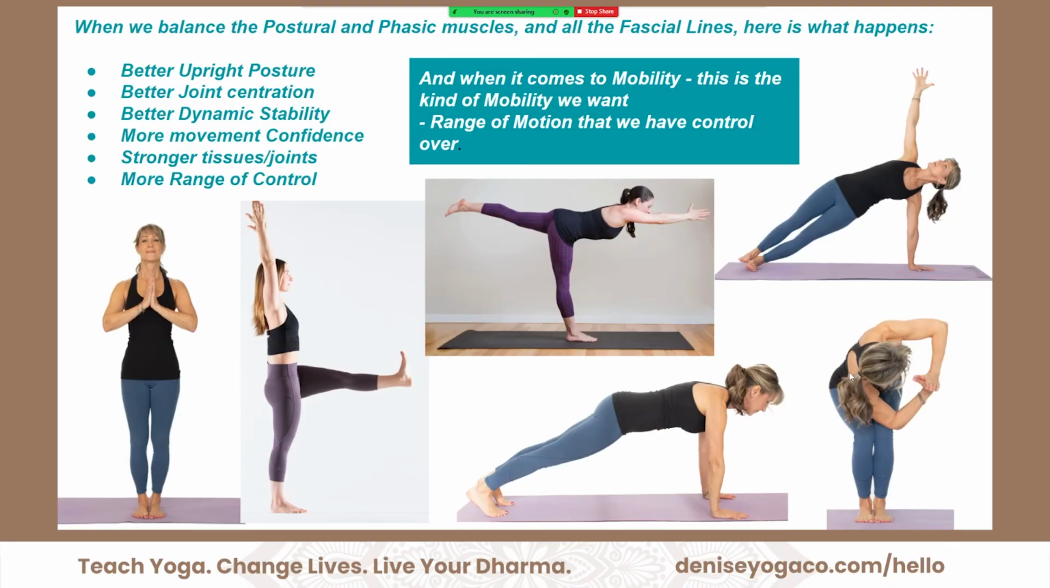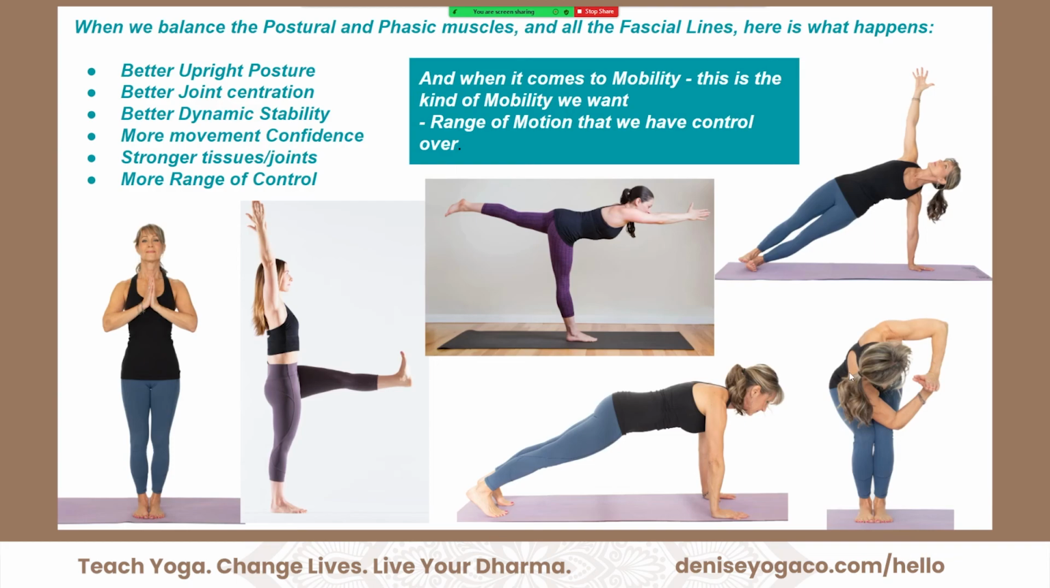So when we balance the postural and phasic muscles and all the fascial lines, here's what happens. Here's where we're going. We get better upright posture, right? Because of balance between front and back. Better joint centration, right? That's what using our fascial lines and this tensegrity nature of the body gives us. The joint is seated in its socket or its plateau or whatever it is, ideally. And then better dynamic stability, right? You're more stable in movement, more stable in held postures.